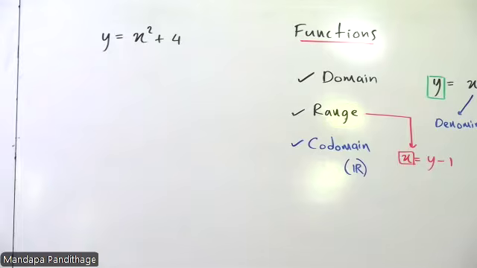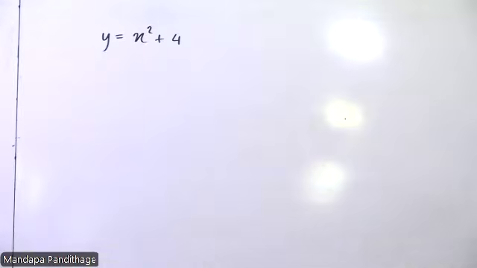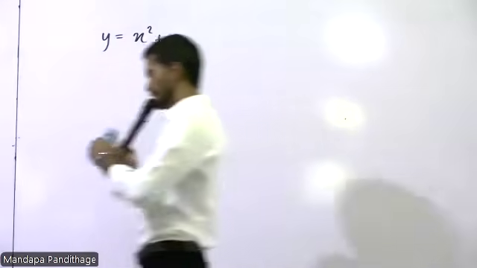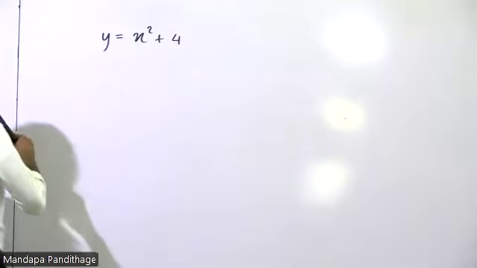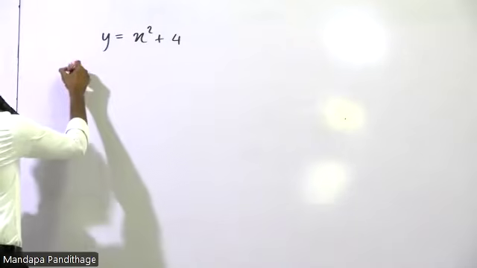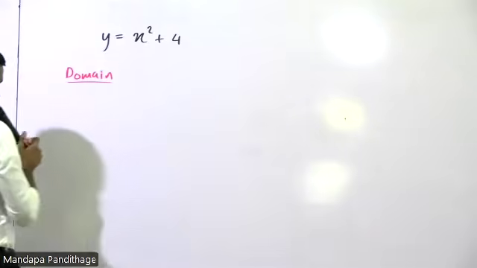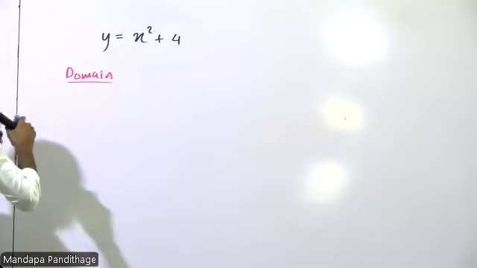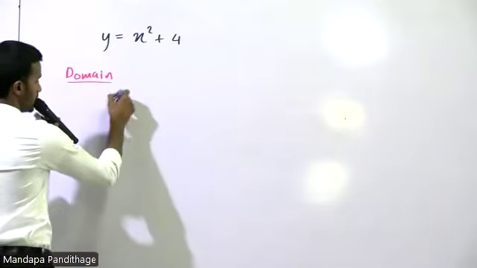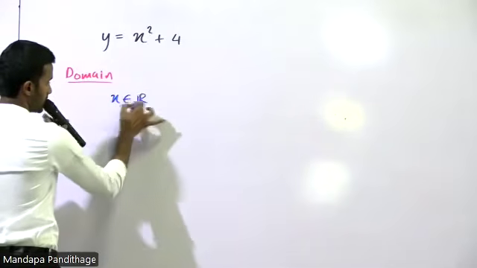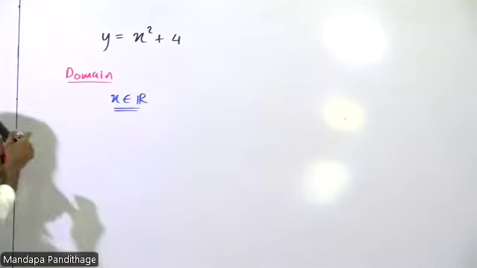Find the domain and the range. A small one, y equals x squared plus 4. So what is the domain here? There is no denominator, there's no square root. So when there's no denominator and no square root, the domain is the entire real number set. So here x is an element of the entire real number set. So this is the domain.